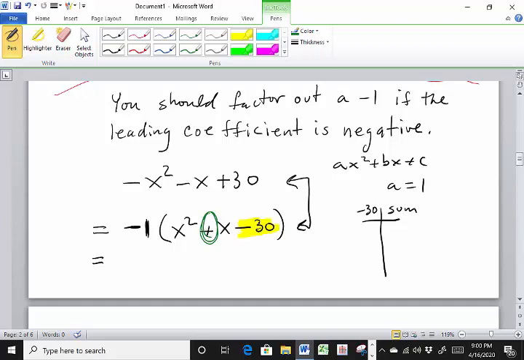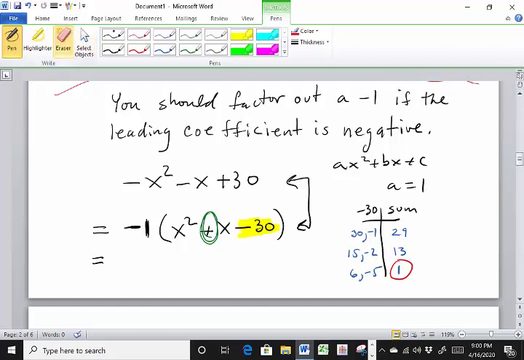Okay? So, I know this isn't going to work, but I'll say 30 and -1, and the sum is going to be 29. Okay? Then how about 15 and -2? Well, the sum is going to be 13. That doesn't work. How about positive 6 and -5? And the sum is going to be 1. There we go. This one, and here's the one right here for 1x, right? Even though the 1 doesn't show, that means there's still a 1 there, right?